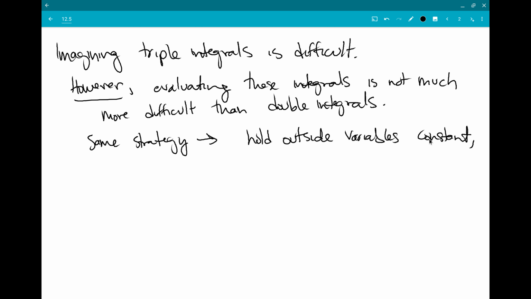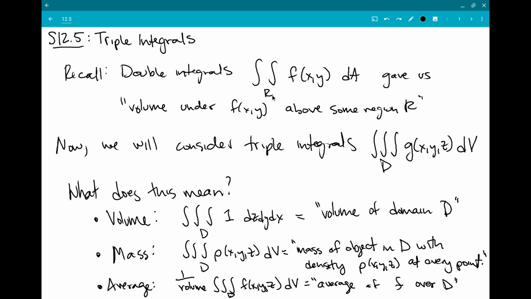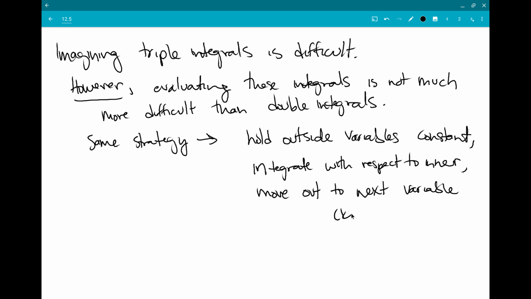And so we're going to have our same strategy where you hold the outside variables constant, integrate with respect to inner variables, and then move out to the next variable. For double integrals, your process would have stopped there. You integrate one variable and then the other. All that's going to change now is you integrate one variable and then the next and then the last. So the process itself shouldn't seem unfamiliar because it's the same strategy we used before.